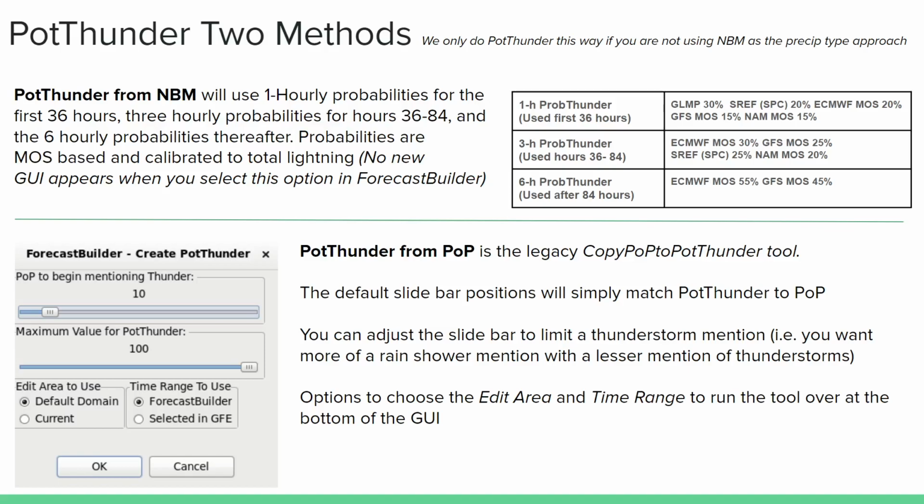The second method is pot thunder from POP, which uses the legacy copy POP to pot thunder tool. The default slider bar positions will simply match pot thunder to POP. You can adjust these to limit a thunderstorm mention. Say you want more of a rain shower mention and lesser thunderstorm mention. You can move the maximum value for pot thunder to below your highest POP.